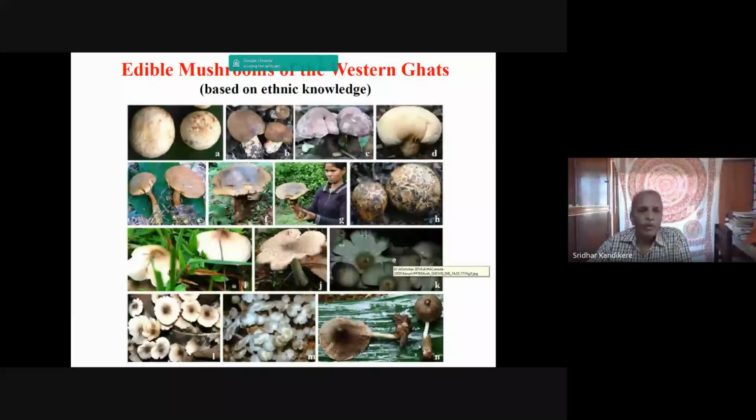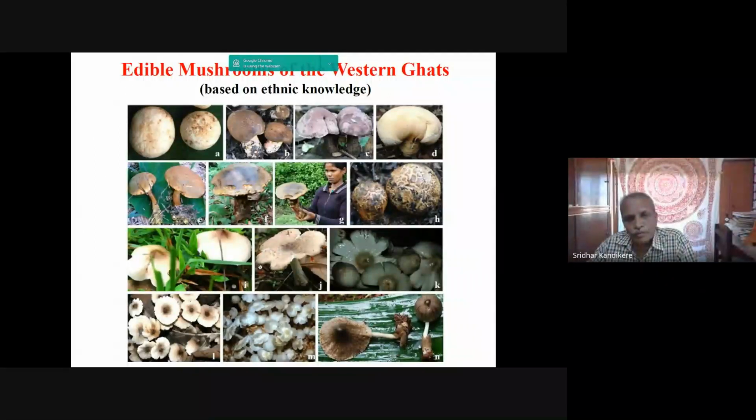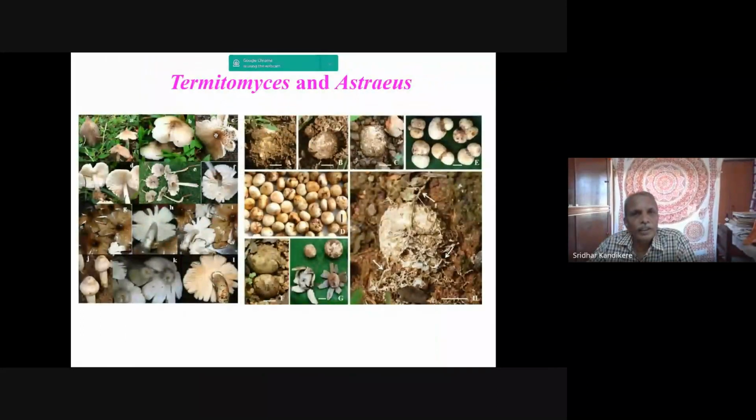Although people may be scared to eat wild mushrooms unless they are very particular about their non-poisonous nature, Termitomyces, those mushrooms growing on termite mounds, are very edible. And this is again a group of Termitomyces, different Termitomyces species, and also the Astraeus species. We have studied two Astraeus species, Astraeus hygrometricus and Astraeus odoratus.